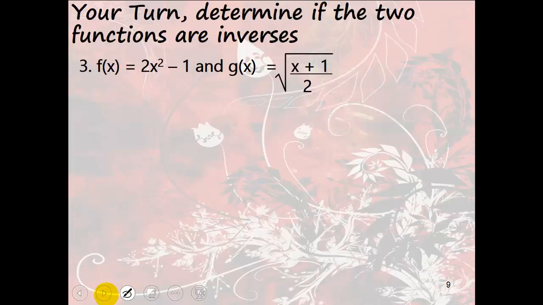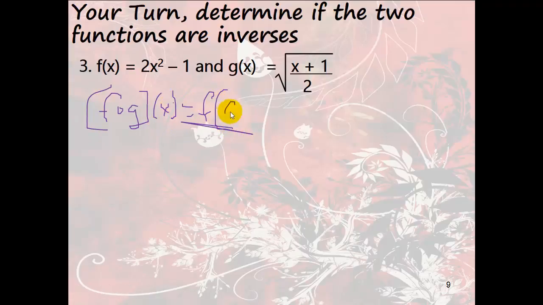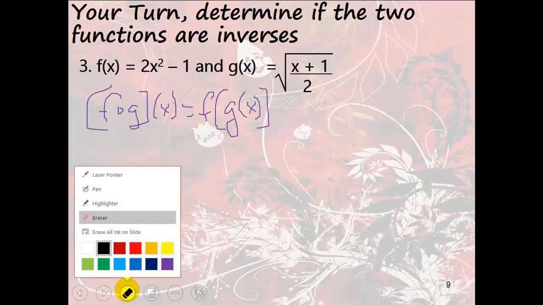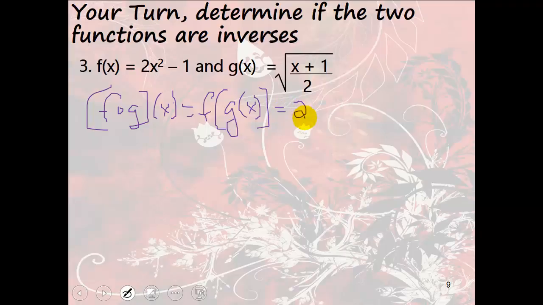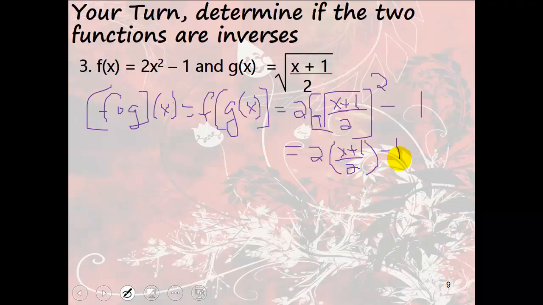All right, I'm going to do this one with you. Okay, so let's try this. Let's find f of g first. So that means I'm going to plug g into f. Okay, so here's my f. I have 2, and then I have an x squared. So I'm going to do the square root of x plus 1 over 2, and I have to square that, minus 1. Whenever you square a square root, you're going to end up with 2 times x plus 1 over 2 minus 1. And then I'm going to cancel these 2's, so I get x plus 1 minus 1, so I get an x.